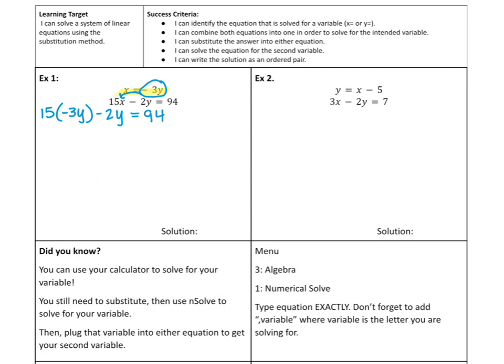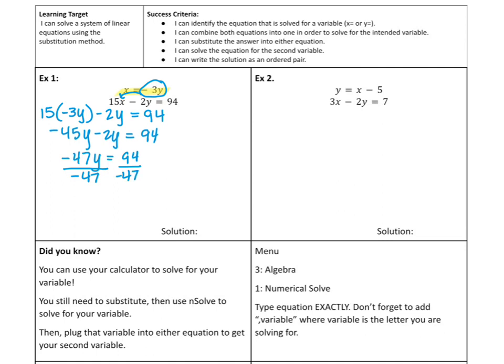All right, so now that I have that, I can start simplifying and solving the best that I can. I see parentheses, so that's the first thing I'm going to do. I'm going to do 15 times negative 3y, and then subtract 2y to combine all my variables. So 15 times negative 3y is negative 45y. So negative 45y minus 2y equals 94. I can combine my y's and get negative 47y equals 94, and then I need to divide both sides by that negative 47.